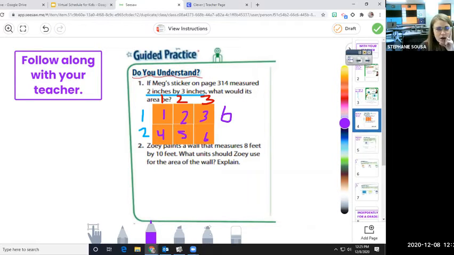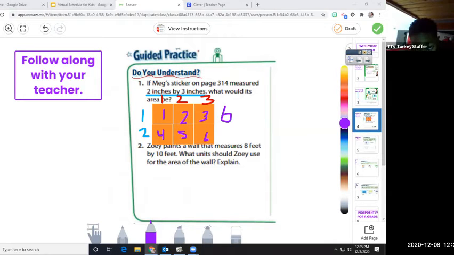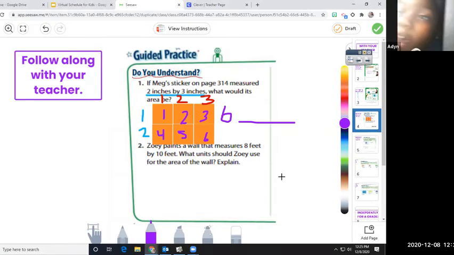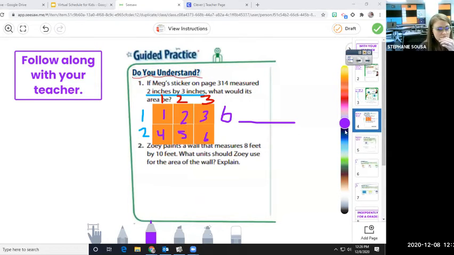Who can tell me why I'm wrong? Why is 6 wrong? What must we have inside of area? We must have a label. It starts with an L and rhymes with Rabel. Label. We must have a label. That is correct. Who can help me out? What is the label inside of area? What have we said 1,500 times? Terrence?